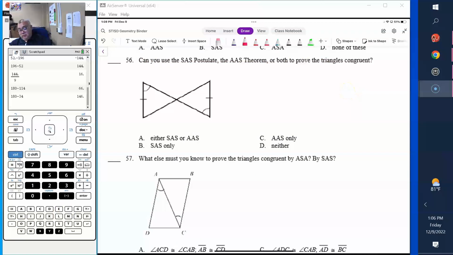Well, this side and this side are congruent. This angle and this angle are congruent. This angle is congruent to this angle, because vertical angles are congruent. So the only one you can use is angle, angle, side. We don't have another included side, so it's angle, angle, side only. So your answer is C. Angle, angle, and then the side.